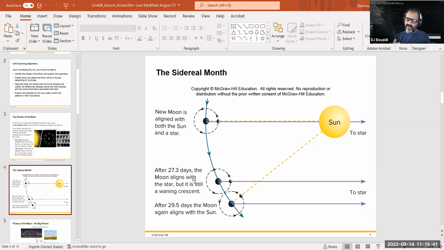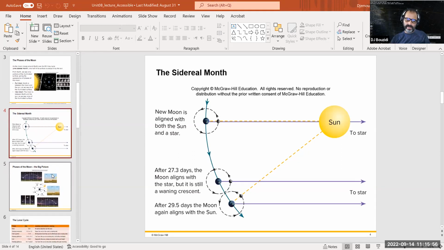But if you're looking from phase to phase, from the full moon to the full moon, or from quarter moon to the quarter moon, or third quarter to the third quarter, or new moon to new moon, that is 29.5 days. That is because the Earth is moving around the sun. Okay, that is basically the whole reason behind it.